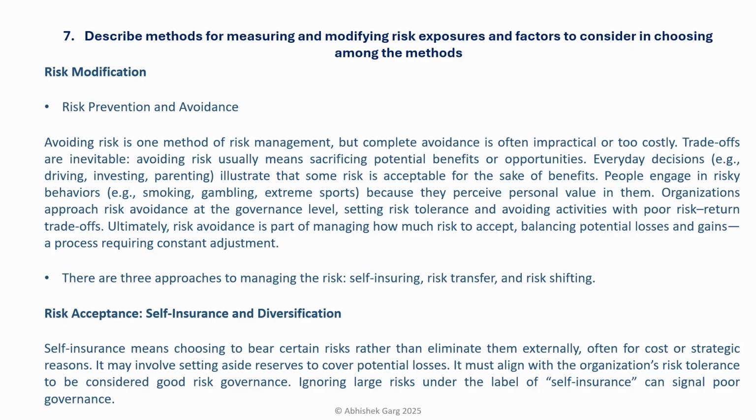Then there are three other approaches to manage the risk: self-insurance, risk transfer, and risk shifting. Now, what is self-insurance? Self-insurance is basically known as risk acceptance, that you are accepting that level of risk. It means choosing to bear certain risks rather than eliminating them externally. Because when you eliminate a risk externally, like through insurance or risk transfer, there's a certain cost associated with it. If you are able to bear the risk on your own, then it makes sense to self-insure the risk.